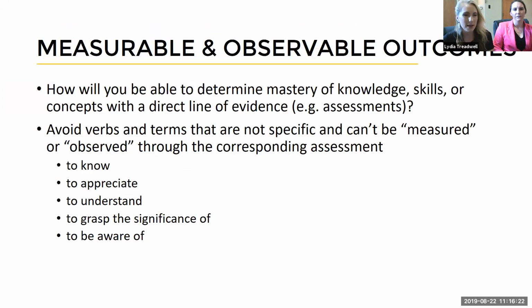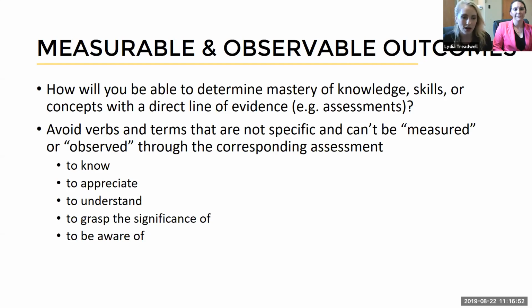So when we say measurable and observable, this is a very specific set of descriptors for what is the ideal when it comes to these outcomes. By measurable and observable, how will you be able to determine the mastery of knowledge, skills, or concepts with a direct line of evidence, such as an assessment? So how can you make sure that they know the ethical decision-making models, and how will you assess them on that? And so I just broke my own rule.